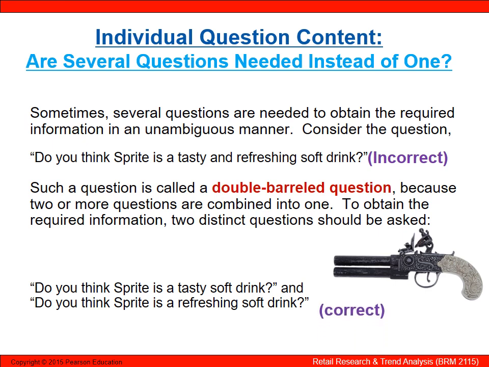Does this mean that the respondent thinks that the Sprite is not tasty, that it is not refreshing, or that it is neither tasty nor refreshing? Such a question is called a double-barrel question, because two or more questions are combined into one. To obtain the required information unambiguously, two distinct questions should be asked. For example, do you think Sprite is a tasty soft drink? And do you think Sprite is a refreshing soft drink?